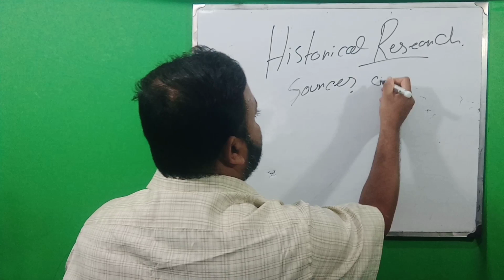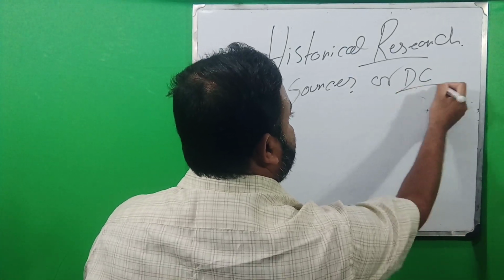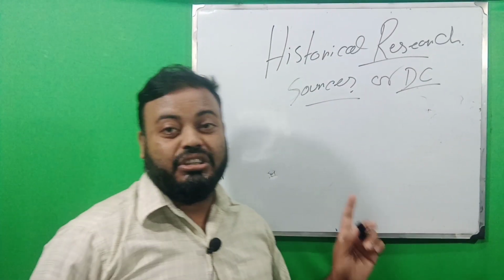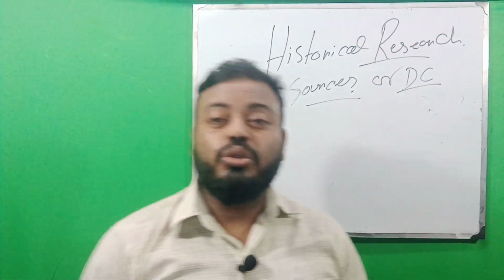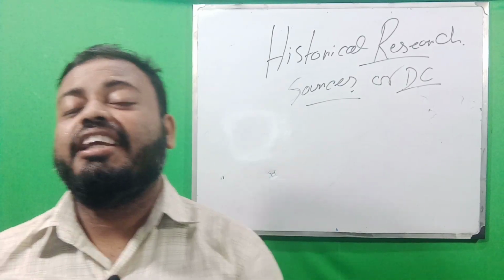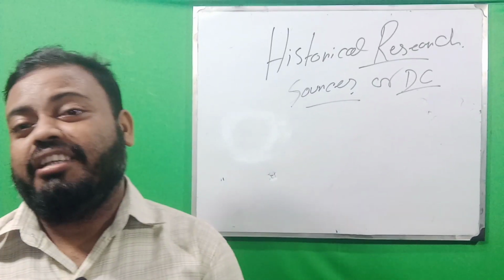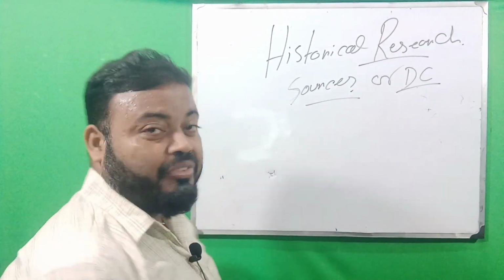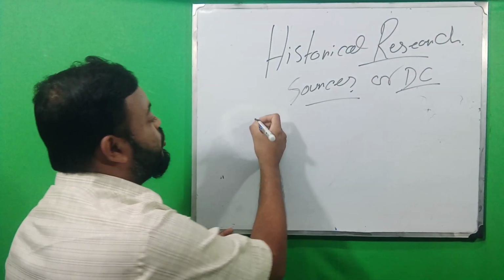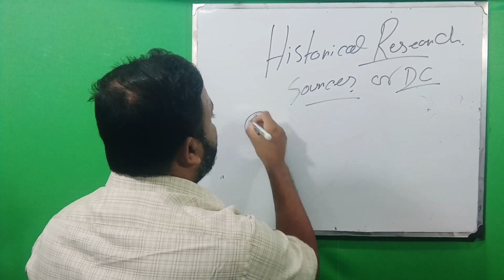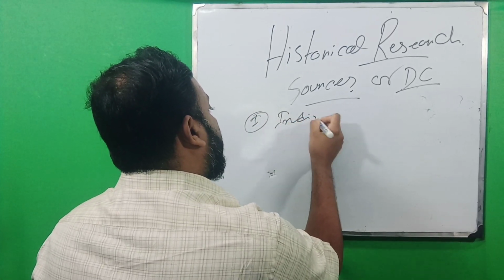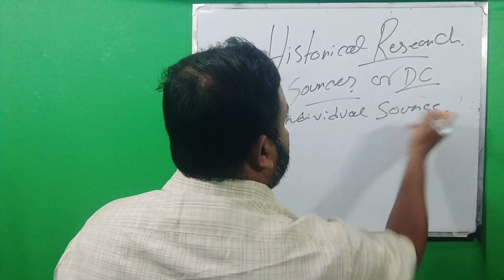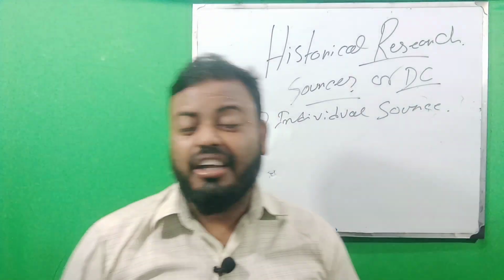Sources of data collection. So what is the source of the data collection here? We know clearly, at first the data collection is individual source. Number one is individual source. So what is the individual source for the data collection?